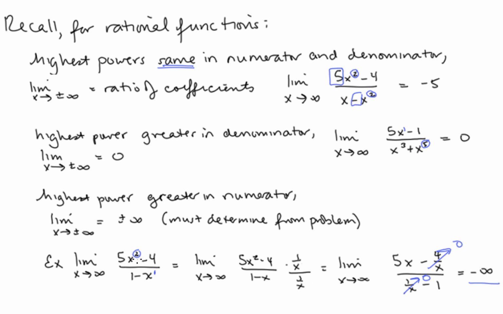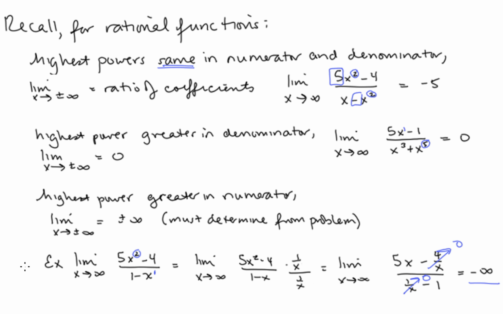So when the highest power in the numerator is greater than the highest power in the denominator and x is going to positive or negative infinity, you're going to get a limit of positive or negative infinity, but you just have to go through the details here. So you might have remembered these rules from what you've learned about limits in the past.